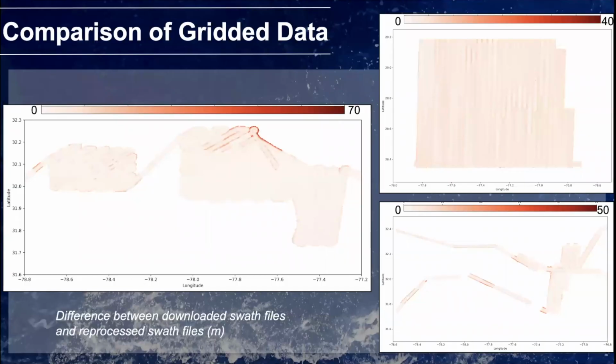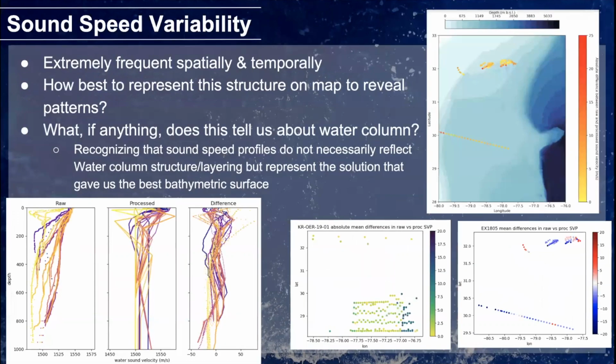To start to investigate whether the sound speed corrections might reveal coherent patterns related to water column properties, we generated difference grids which show the vertical offsets between downloaded swath files and reprocessed swath files in meters. We also explored how best to visualize this data and plotted the difference in sound speed to explore spatial patterns, recognizing that the sound speed profiles do not necessarily reflect true water column structure, but are more indicative of our solution that gave us the most self-consistent bathymetric surface.